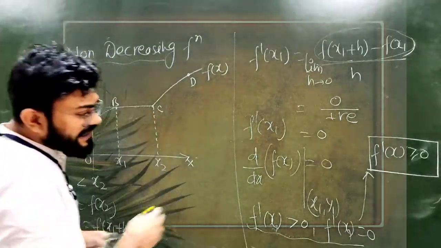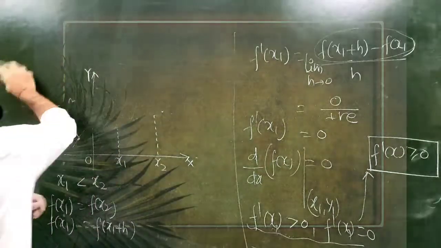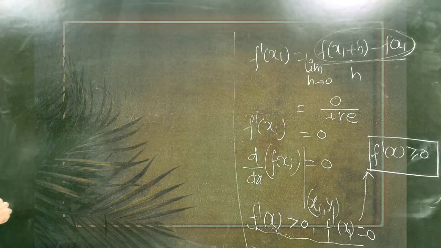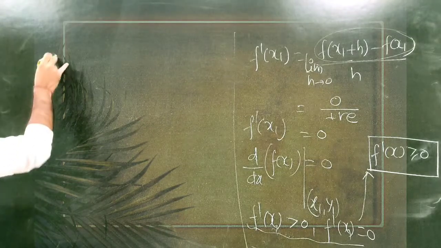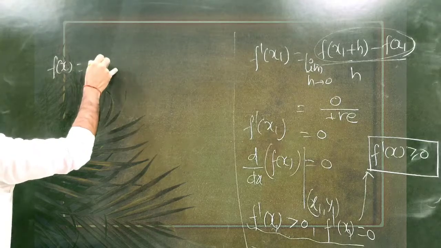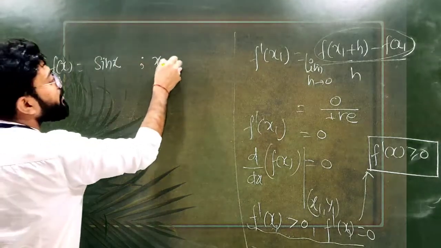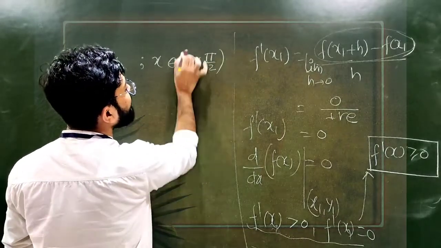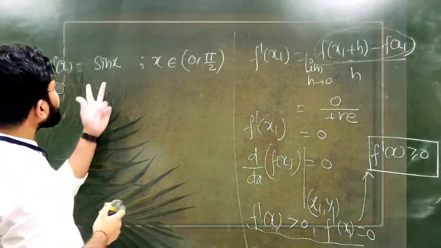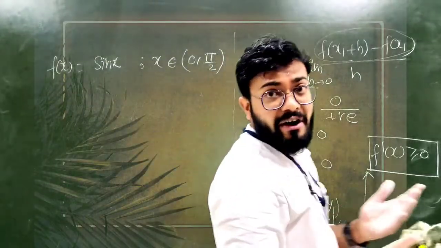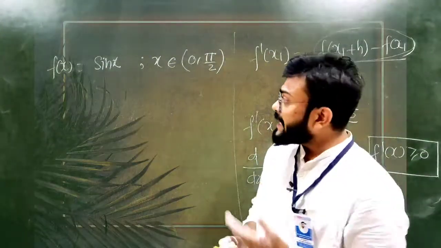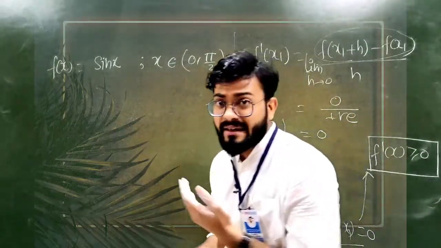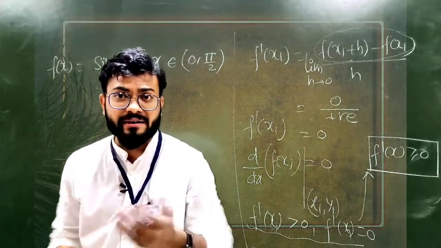Yes. So let's consider an example of a function. If I say there is a function f(x) is equal to sin x for x belongs to the open interval 0 to pi by 2, and I ask you whether this function is strictly increasing or strictly decreasing, you can say it by directly drawing the graph of this function, or by using the first derivative concept.